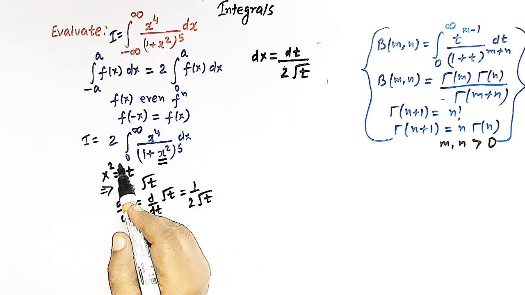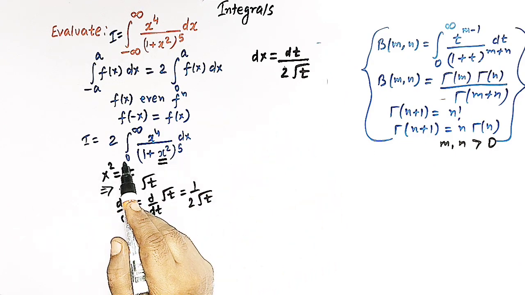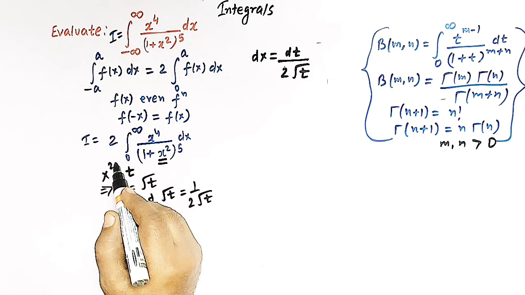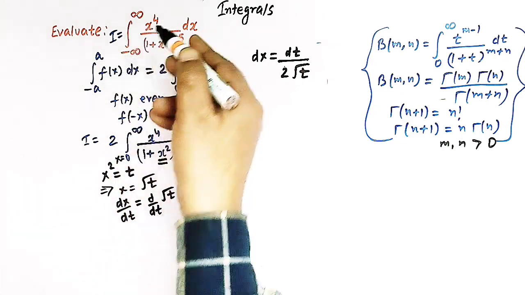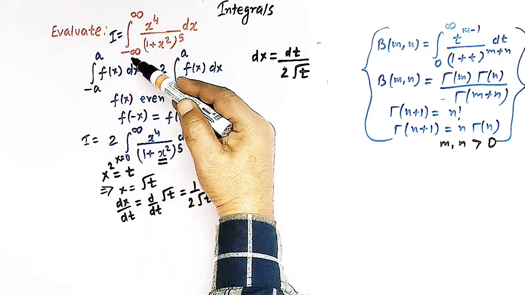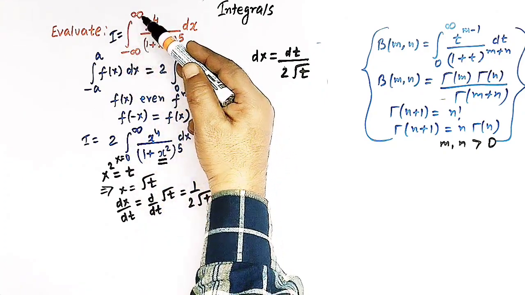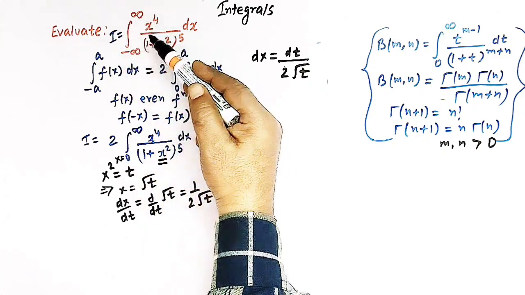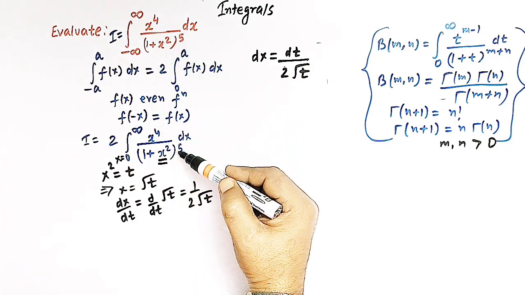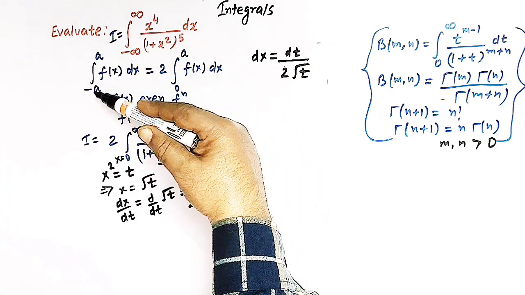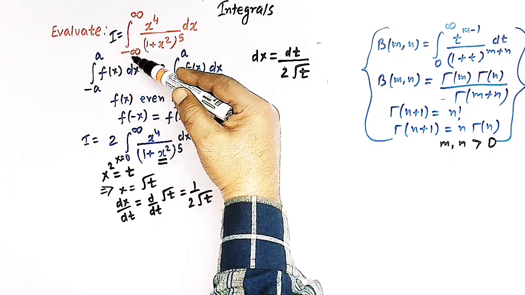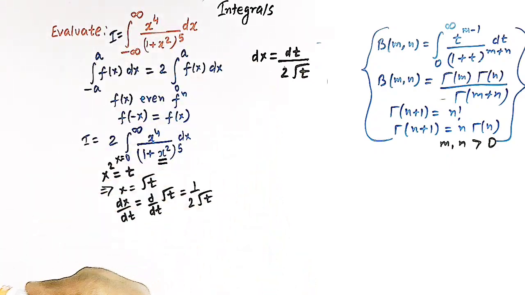Now let us change the limits of integration. Here x varies from 0 to infinity, and in the original integral we had minus infinity to infinity, and we have changed this integral to this form by using this property. So here we have minus a to a, here we have minus infinity to infinity.